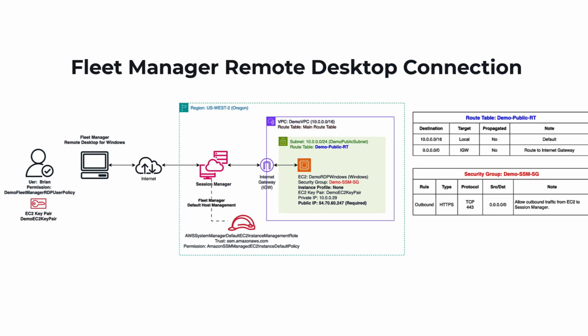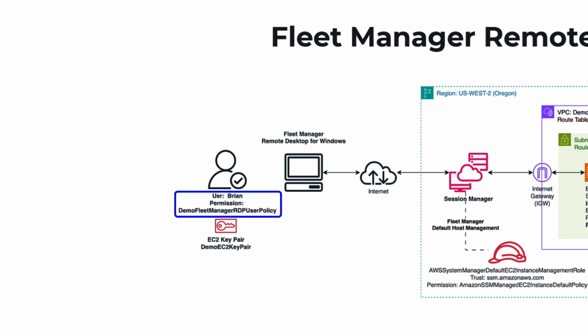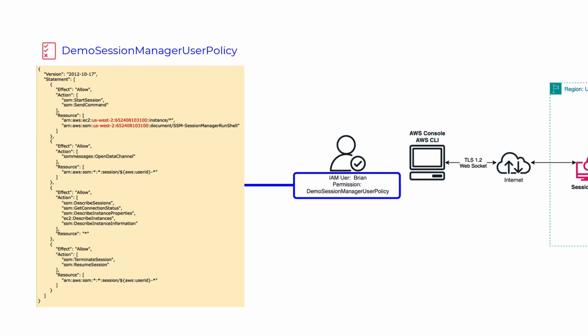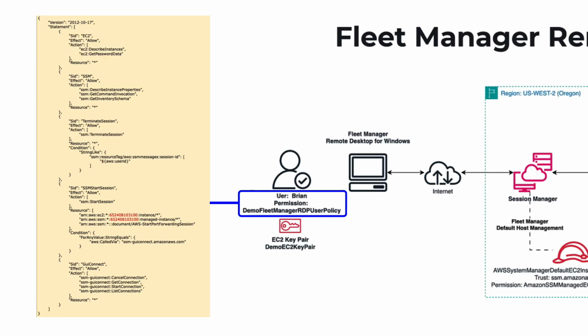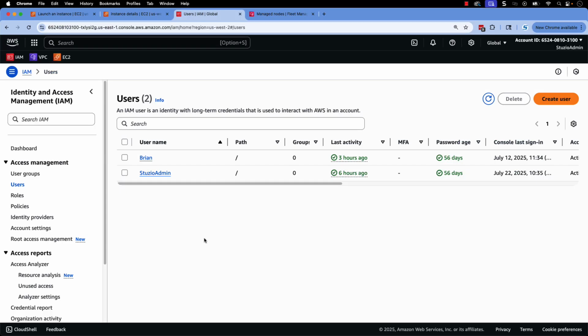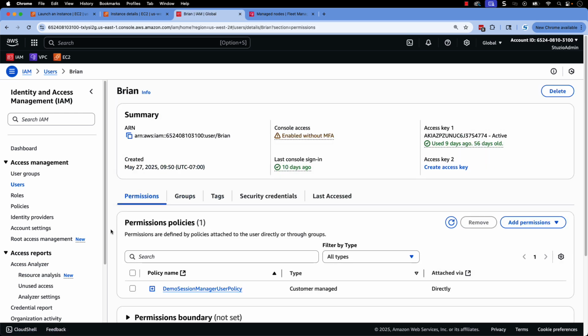The next step is to make sure Brian IAM user has proper permission to connect to our new Demo RDP Windows using Fleet Manager's remote desktop connection. Recall that in our previous use case, we attached a permission for Brian to connect using Session Manager only. The permission for Fleet Manager's remote desktop connection is slightly different, so we will need to attach a new permission for Brian. So here I am on the IAM service page. I'll click on Brian User. I see that currently Brian has Demo Session Manager user policy that we attached previously.